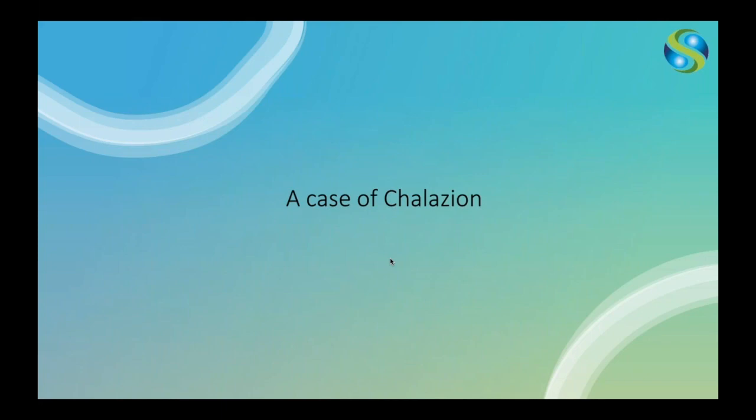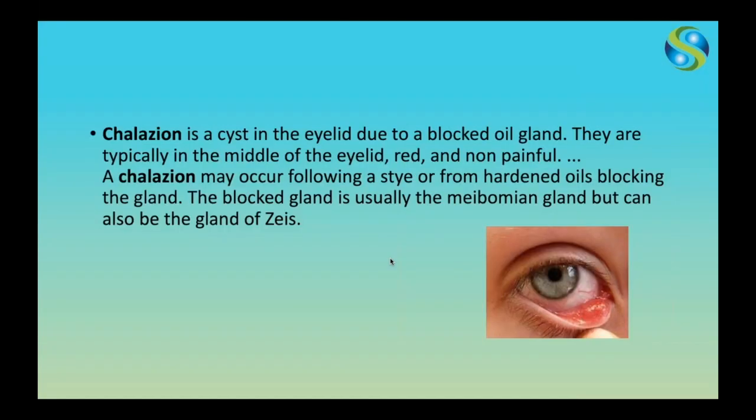Yeah, it's a very small case. It's a case of a chalazion. A young lady came with this complaint. Now, what is a chalazion? It's a cyst in the eyelid due to a blocked oil gland. They're typically in the middle of the eyelid, red, non-painful, which usually follows a sty. It becomes hardened oil blocking the gland, and sometimes it even gets calcified.